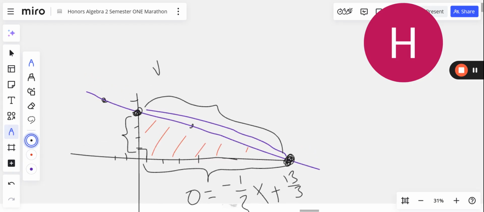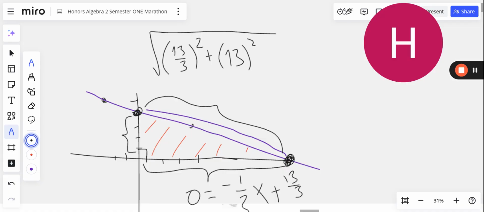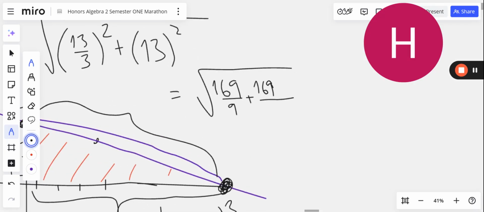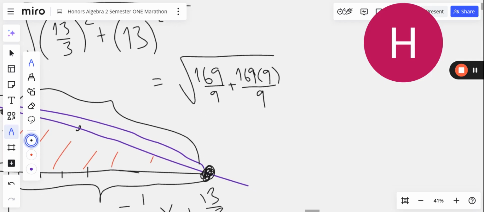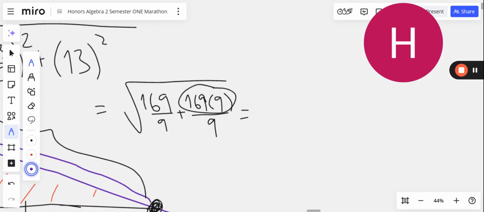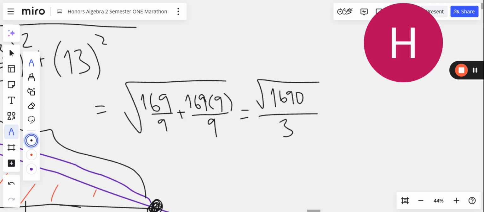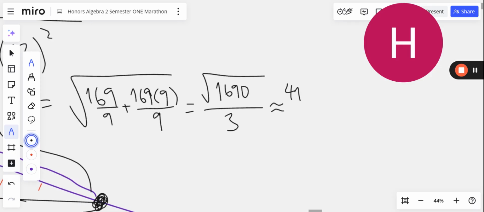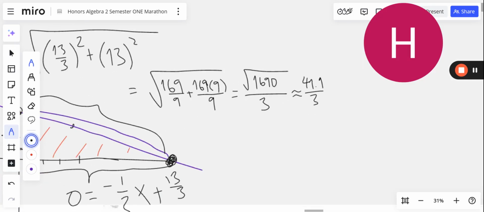Okay, so this distance here is simply going to be the Pythagorean theorem. We're going to have the square root of (13/3) squared plus 13 squared, which is going to be 169/9 plus just 169. If we want to get the same denominator, we multiply by 9/9. Then 9 times this and 1 times this together makes 10 times 169. So we're going to have the square root of 1690 over the square root of 9, which is 3. 1690 isn't exactly a nice square root. It is approximately 41.1 over 3, approximately. But we can probably just leave it as square root of 1690.